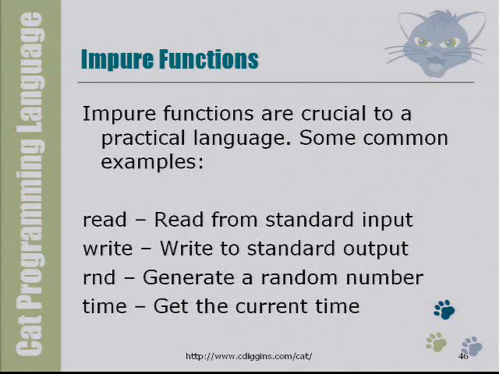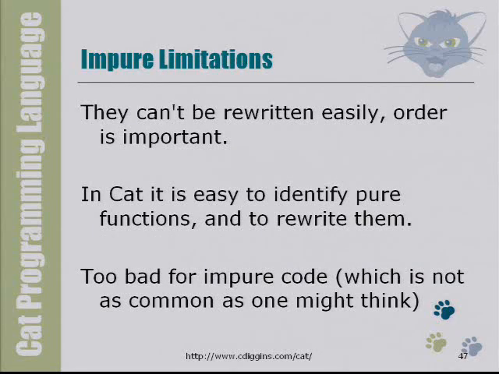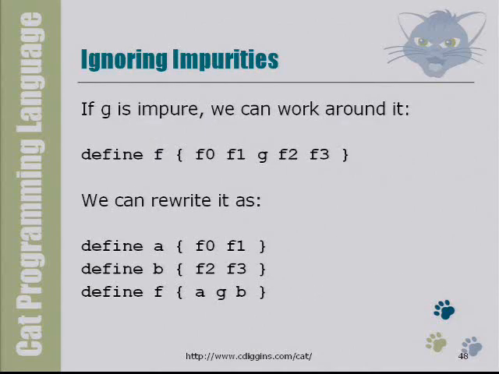We just notate them specially and say, don't shuffle this. So, like I said, impure functions can't be rewritten easily. Order is important. So what's crucial is identifying them. Here's an example of how we can identify it.